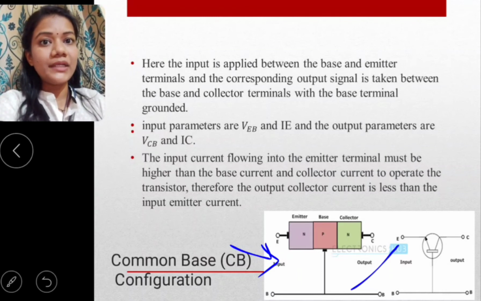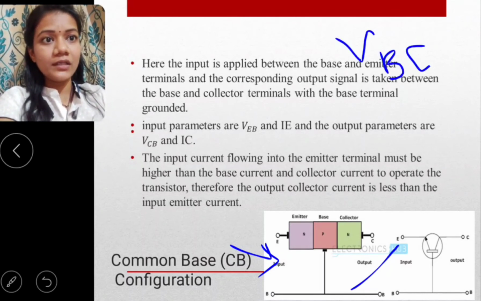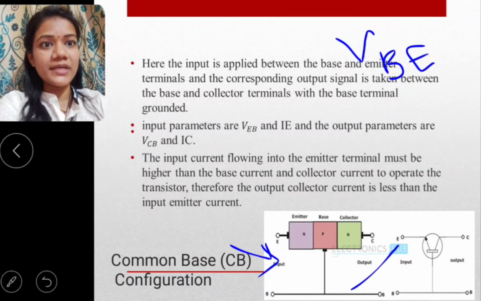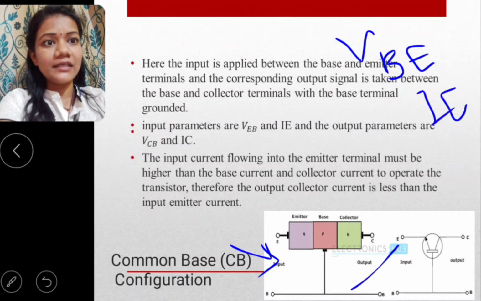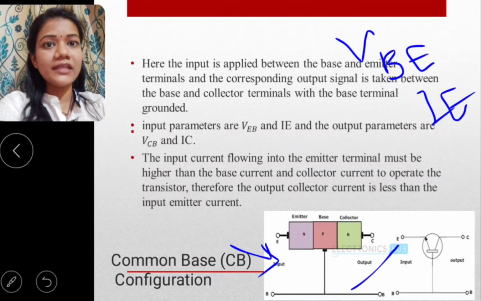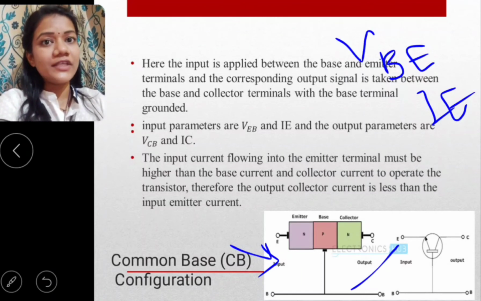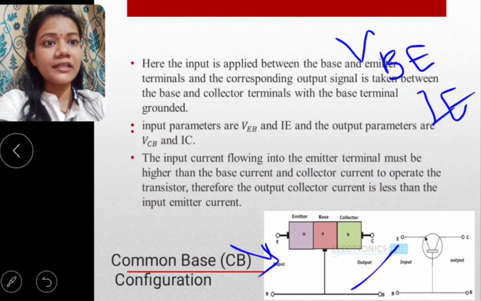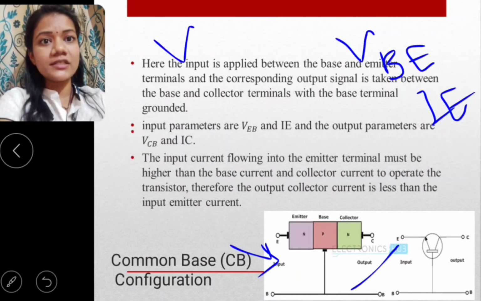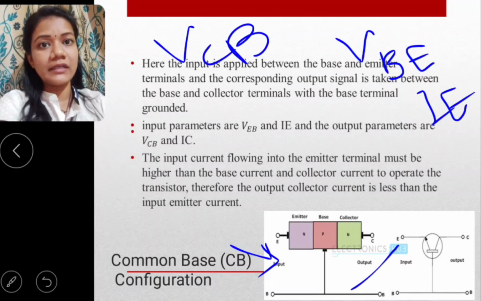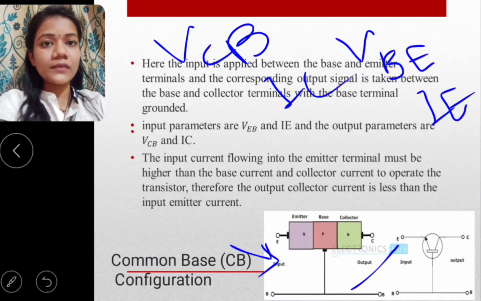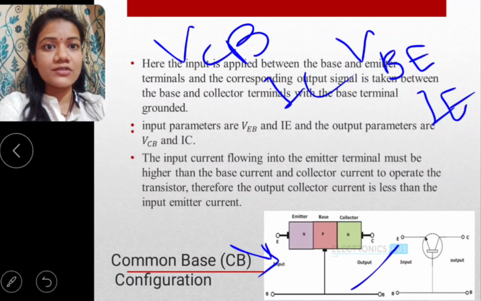So what are the parameters of input? As the input is given between emitter and base, your input voltage is VBE, that is voltage between emitter and base. Then your input current is IE, that is your emitter current. Then your output parameters: as we get output across the collector and base terminals, our output voltage is VCB, between collector and base, and output current is IC. So these are our input and output parameters in common base configuration.